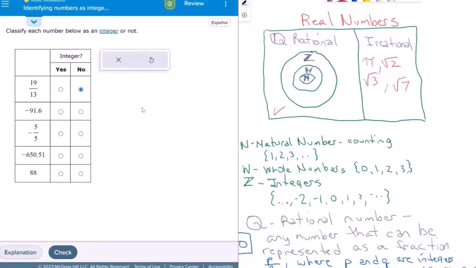Negative 91.6. Would that be an integer? Yeah, because it's negative and it's... Oh, wait, no, there's a decimal in it. So no. Right, exactly. Perfect.